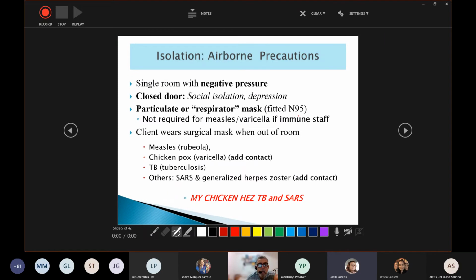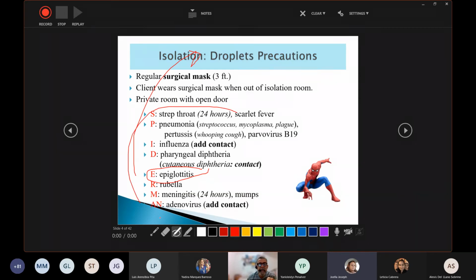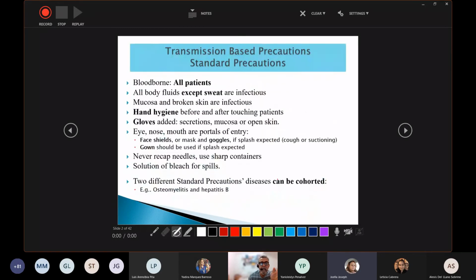So for that reason, try to learn the diseases, or at least the most common diseases that require isolation. That's why I said it's a challenge for you to memorize this, because if those diseases are mentioned, they require isolation. And isolation means the patient needs to be alone, cannot be placed with another client. So only diseases that are standard exclusively are the ones that can be cohorted.